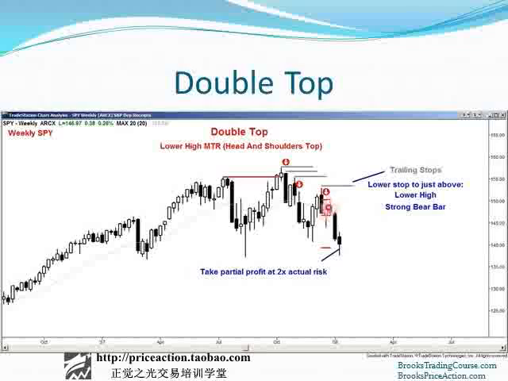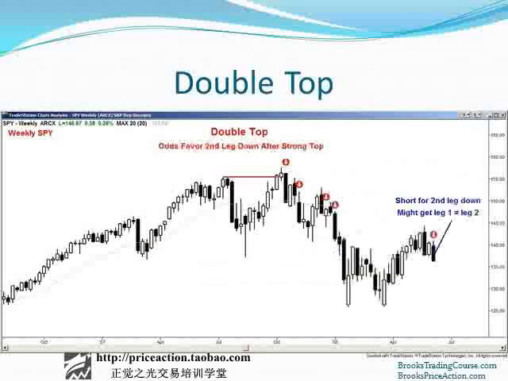Your entry price is here. Your actual risk was here. 2 times your actual risk was here. A good location to take partial profits. Maybe even full profits since you're at the bottom of a trading range. And this is what followed.